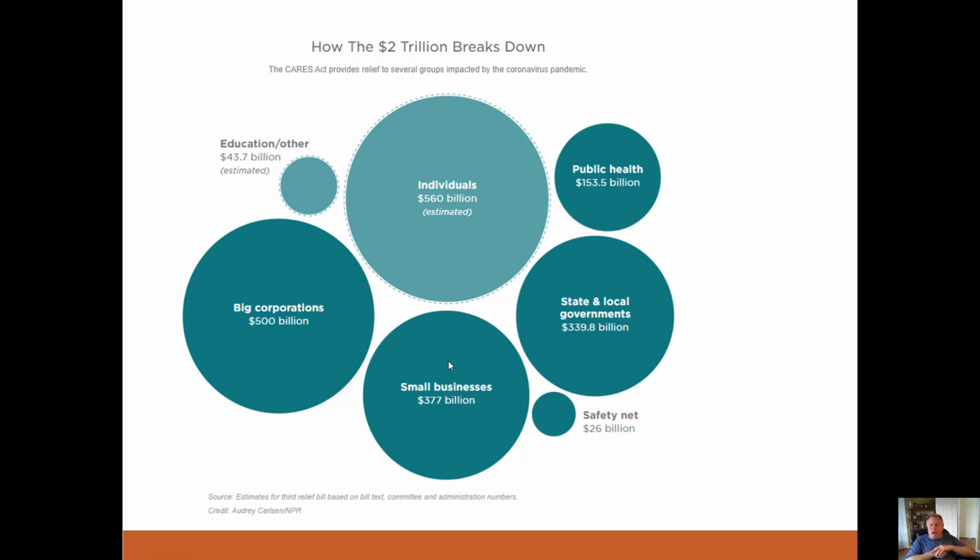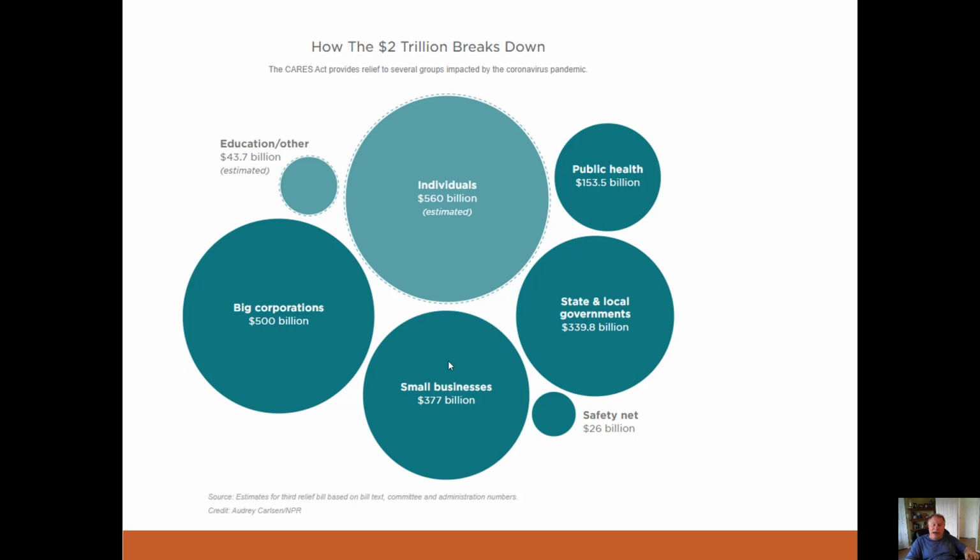As you can see, individuals, $660 billion estimated, and that's in two categories. That's the $1,200 per citizen based on income limits, $500 for children under 18 or whatever it is. And then that's only about $300 billion. The other is for supplemental unemployment insurance. Okay? Big corporations got $500 billion.